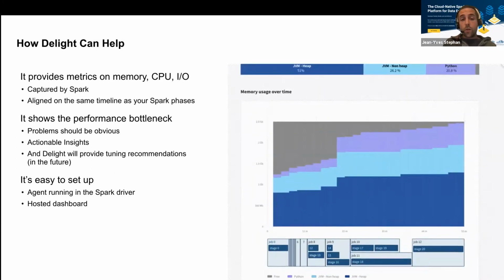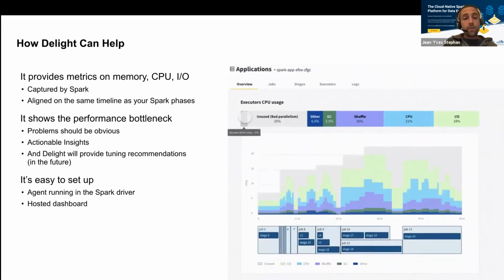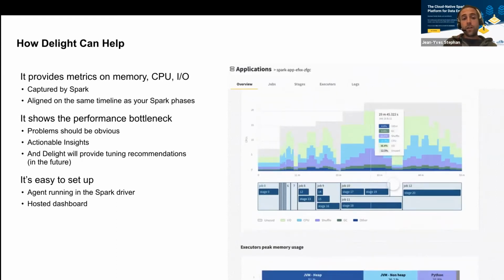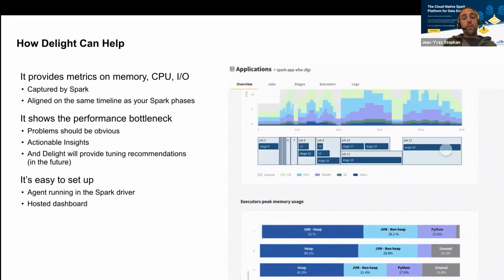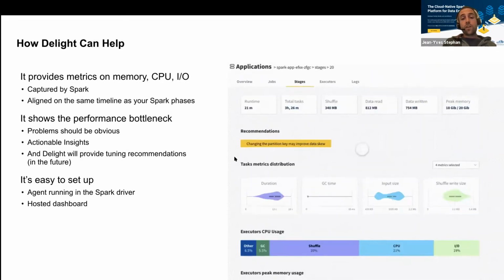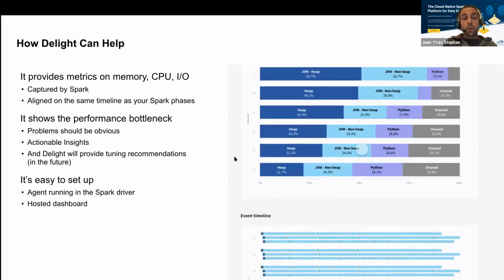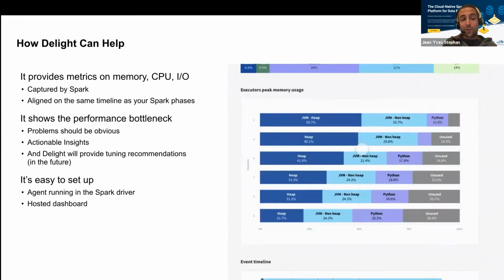Second, hopefully with our UI, we make problems obvious. If something is wrong and we can tell it from the metrics, it should show up very clearly. Oh, you have an issue with parallelism, you have a big issue with memory. And the next step is to actually give automated, actionable insights and recommendations. That's not fully implemented yet, but that's the vision.